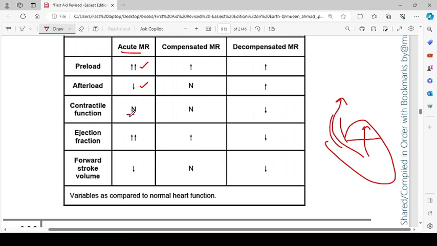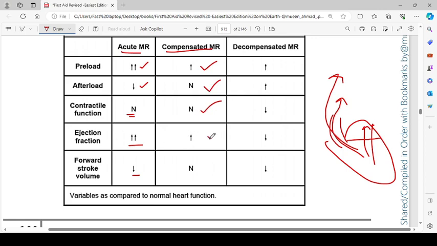Contractile function will not be affected. Ejection fraction will increase because ejection fraction is the total fraction of blood that is leaving the left ventricle. So now because of two pathways, more blood is leaving the left ventricle per systole. Forward stroke volume will decrease. Like this is the forward stroke volume, and that will decrease because some of it is going into the left atrium.